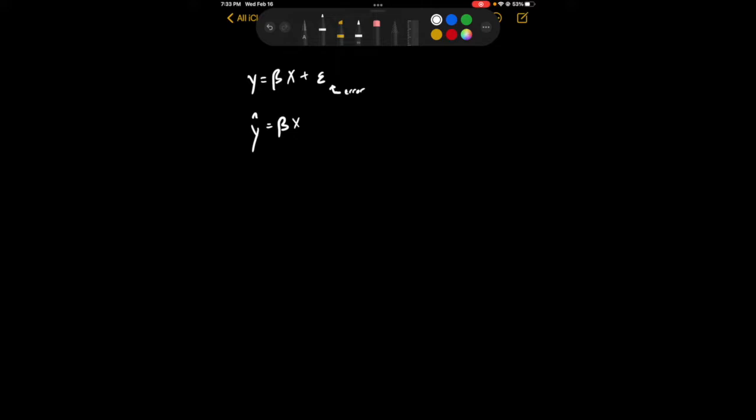Now, the difference here is this epsilon, that error. And if we subtract the model prediction from the actual value, all we'll have left is the error. See, that's beta x plus epsilon minus beta x. Cross those two out, and we just have epsilon left over. And to get the best model, we really want to minimize this error. And there are a lot of ways to measure the error of a model, but there are two methods that are really by far the most common.